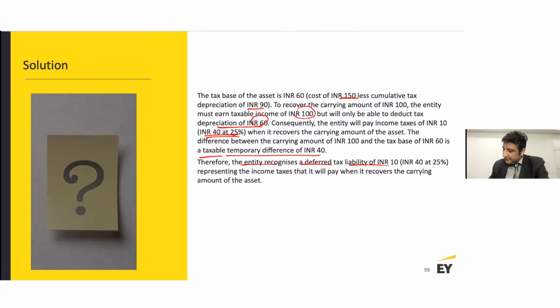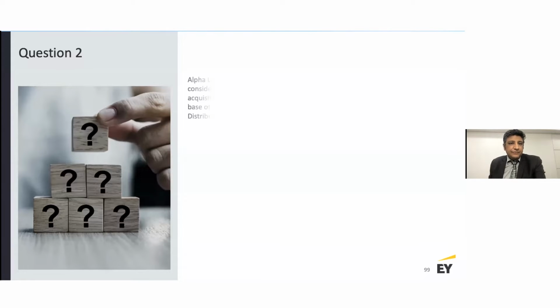Therefore, the entity recognizes the deferred tax liability of 10 rupees representing the taxes it will pay when it recovers the carrying amount of the asset. All right. Thank you very much. Let's have a look at this scenario.